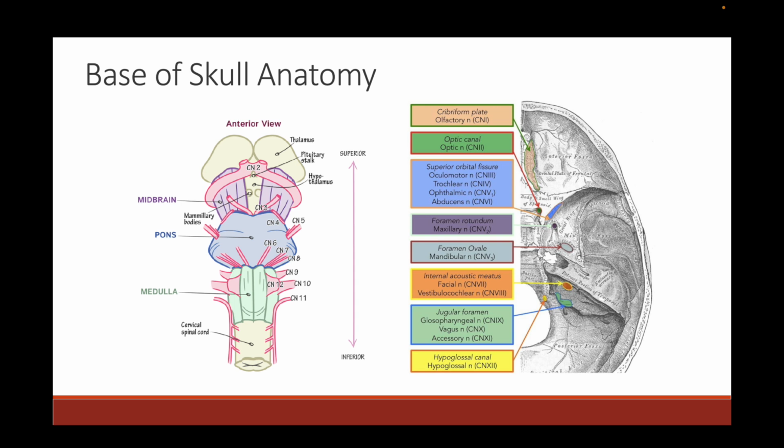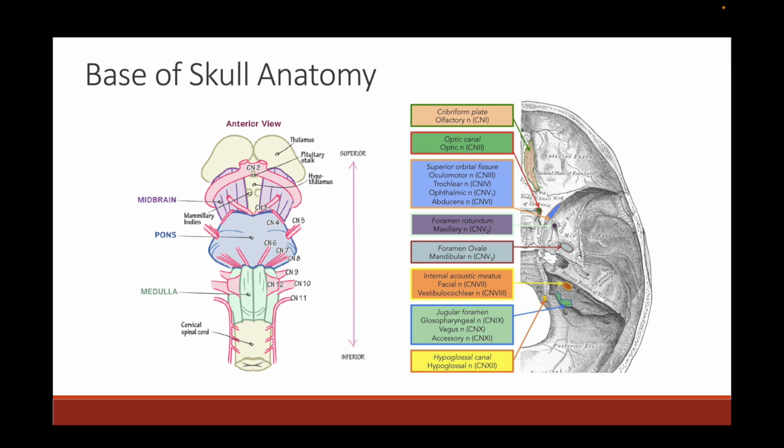I want to take a moment to review some important base of skull anatomy because, as we just said, the nasopharynx is located just inferior to the base of skull, so close to the clivus and the basisphenoid. If these tumors are more locally advanced, they can actually start growing closer to the brainstem, and they can actually impinge on very important cranial nerves as they traverse through the base of skull.